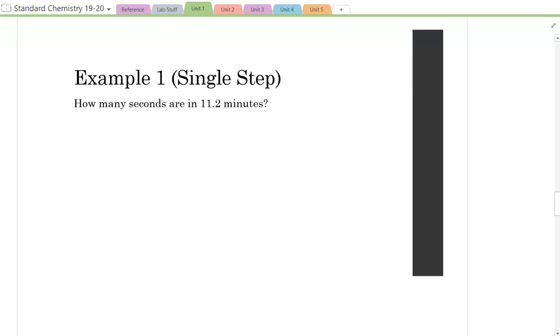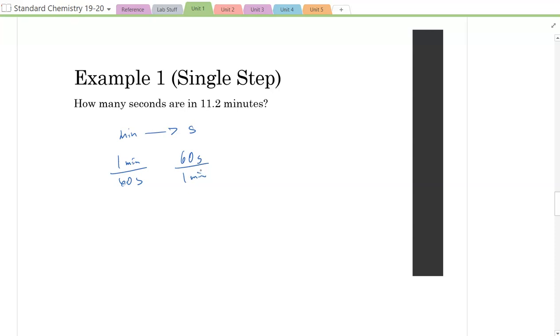So how many seconds are in 11.2 minutes? All right, so let's try this out. First of all, let's strategize a little bit. We're given minutes, we need to go to seconds. Thankfully, we had that relationship already in our head. We know that for every 1 minute, it's 60 seconds, or for every 60 seconds, it's 1 minute. Nothing too new here.